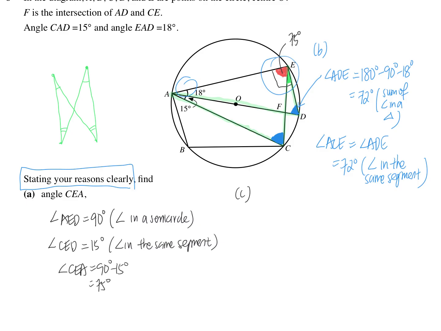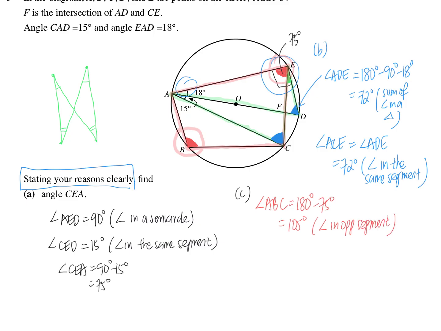Okay, next one. I want ABC, this one. How can I find it? Quadrilateral. So go and find the 4-sided figure in your circle. The two opposite angles add up to 180. So this one already found 75, so you can definitely find this. Yes. So angle ABC is 180 minus the 75, 105. So angles in opposite segment.